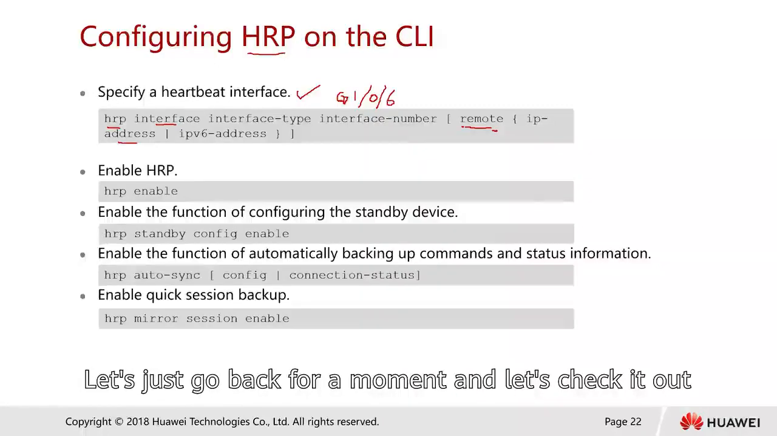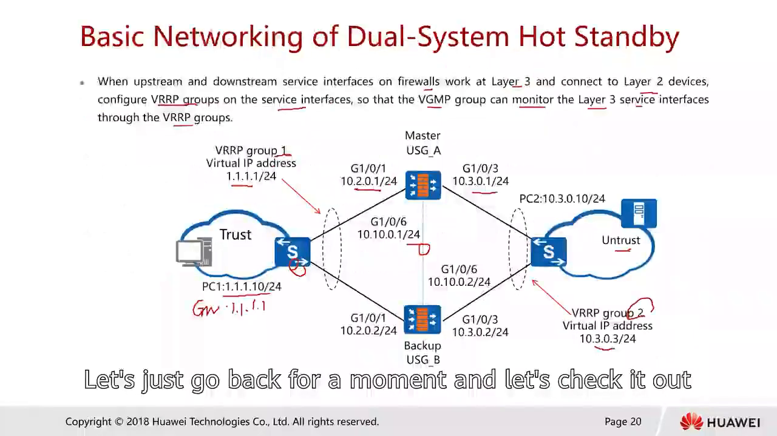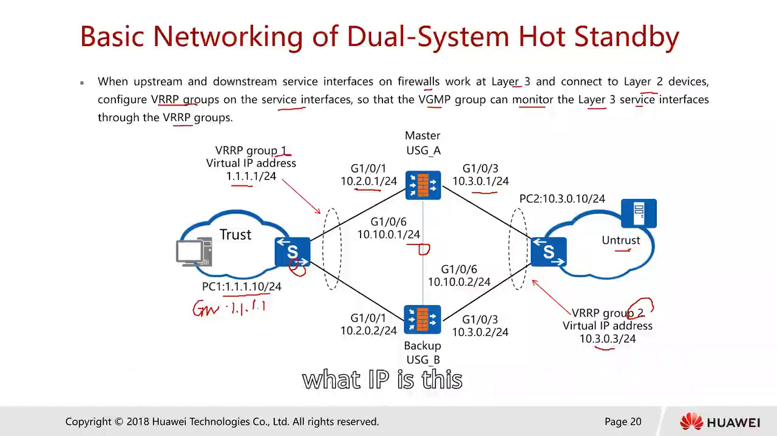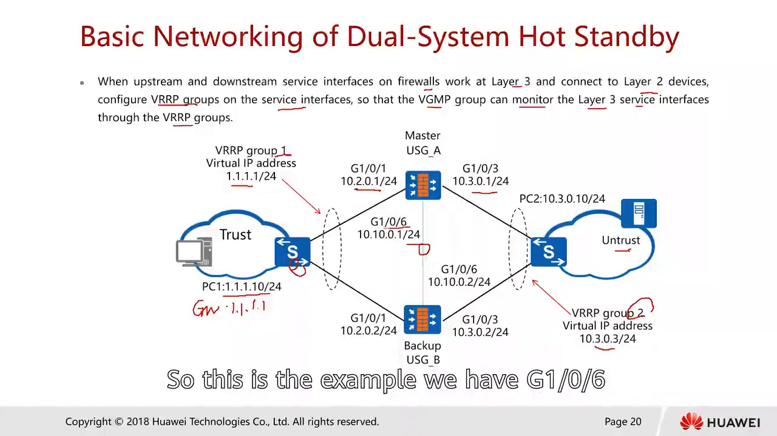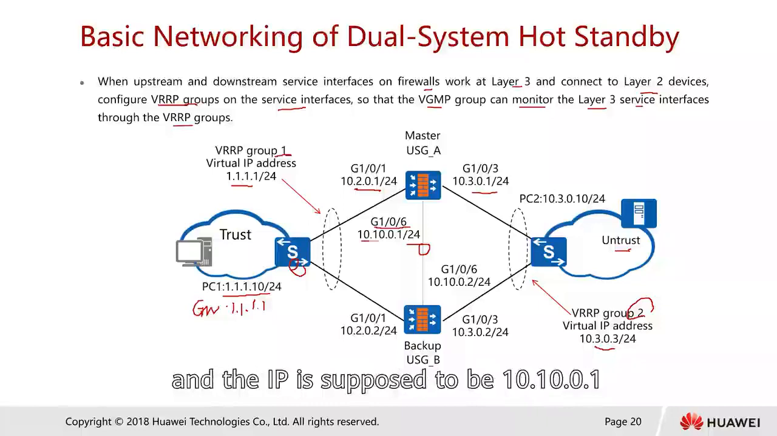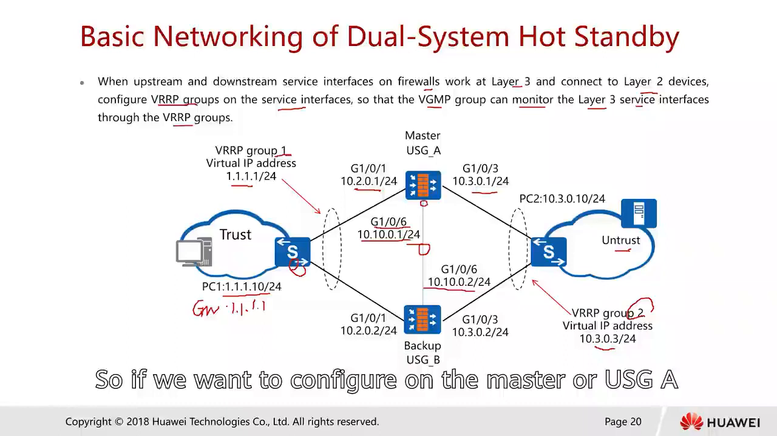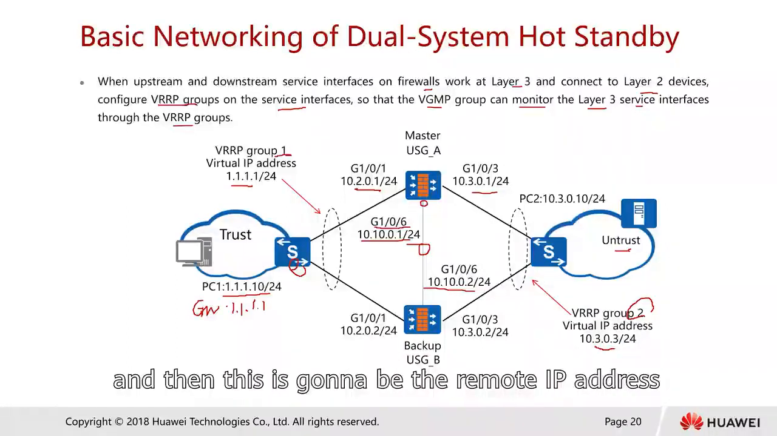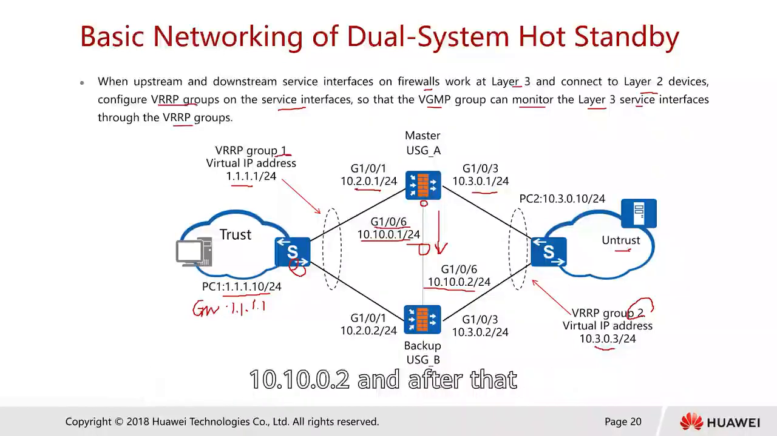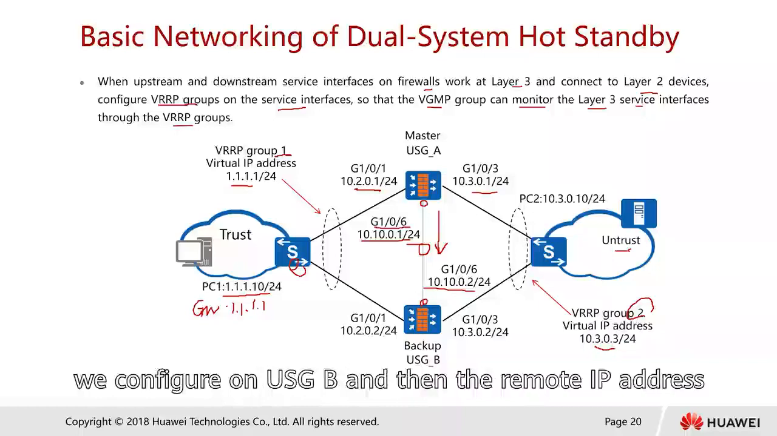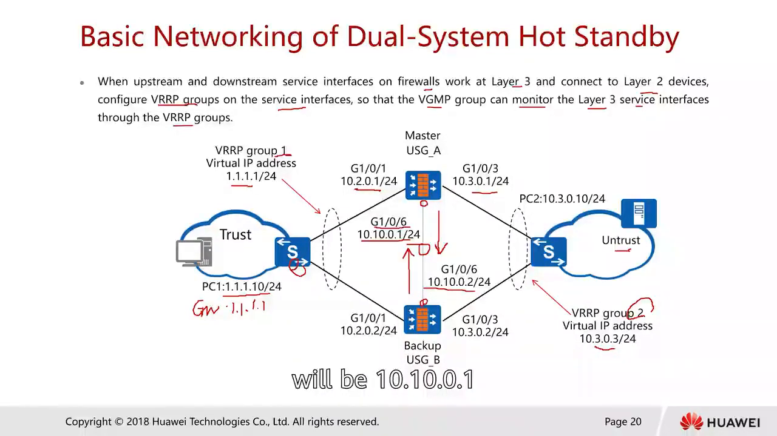Okay, let's just go back for a moment and let's check it out. What IP is this? Alright, so this is the example. We have G1/0/6 and the IP is supposed to be 10.10.0.1 and the opposite is actually 10.10.0.2. So if we were to configure on the master or USG A, then this is going to be the remote IP address 10.10.0.2, and then after that we configure at the USG B, and then the remote IP address will be 10.10.0.1. Okay.